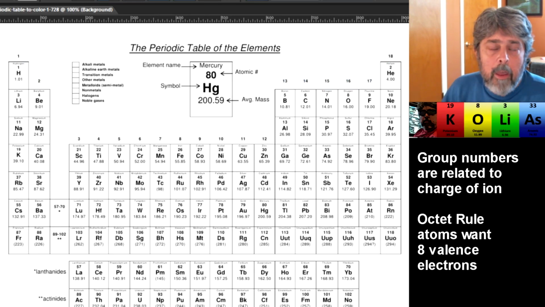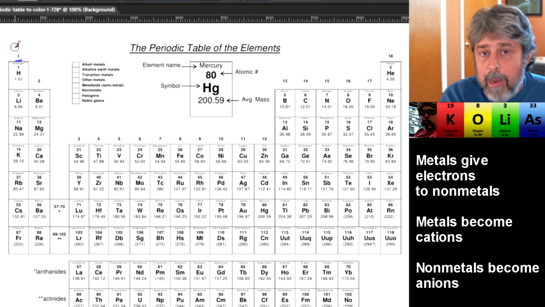Okay, so let me show you one more trick of the periodic table. This is really important. It's a great trick, and it's going to be very useful for the rest of the year. You can tell the charges of the representative elements just by their group number. So let's take a look at this. All the elements in group 1, since they have 1 valence electron, which we just said a second ago, metals give their electrons to nonmetals.